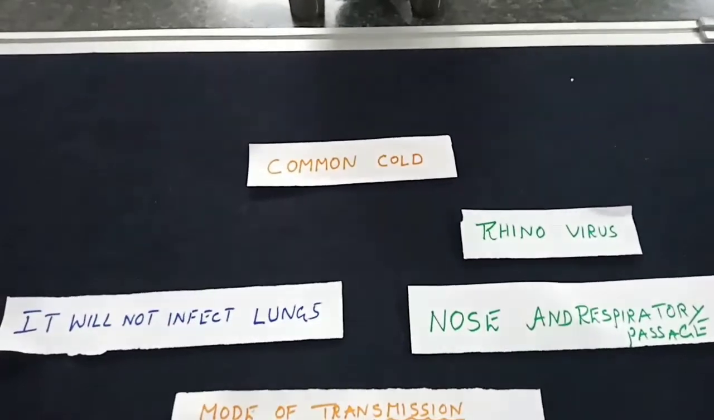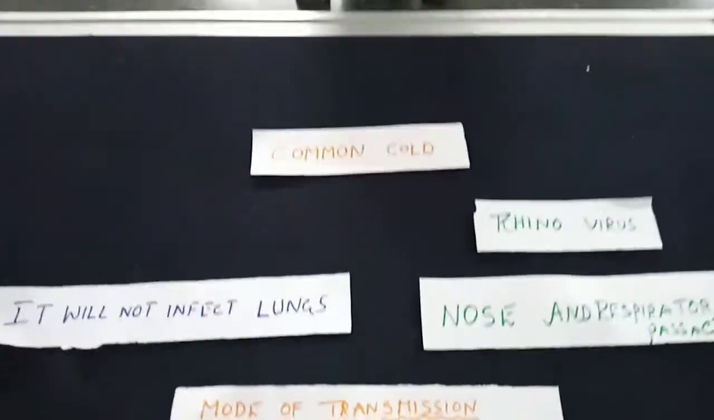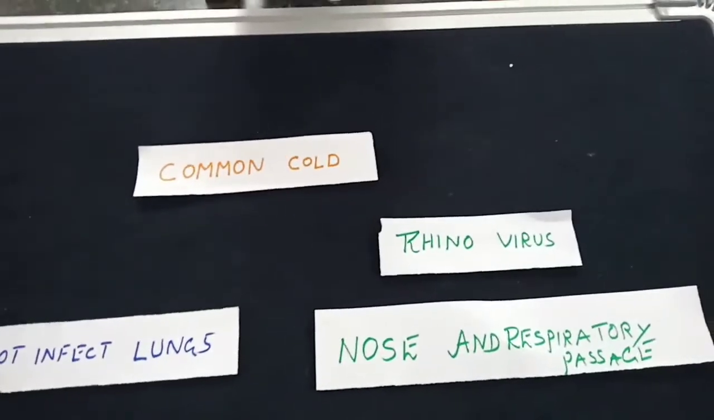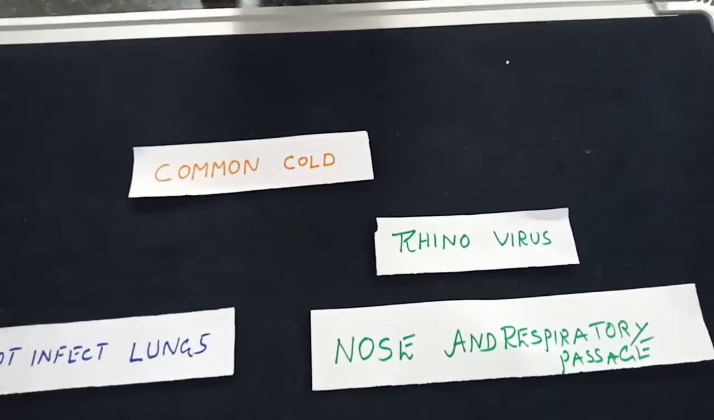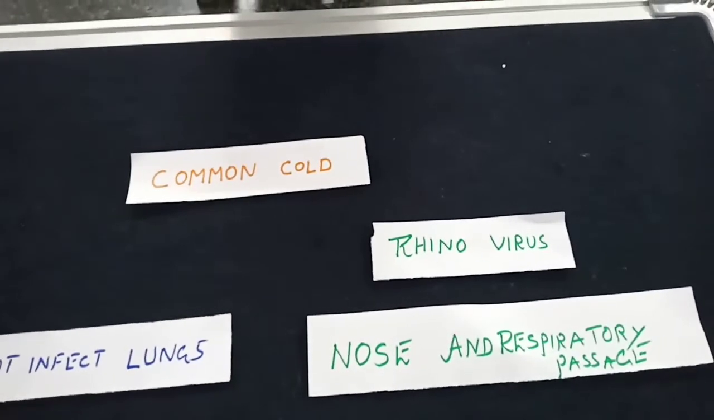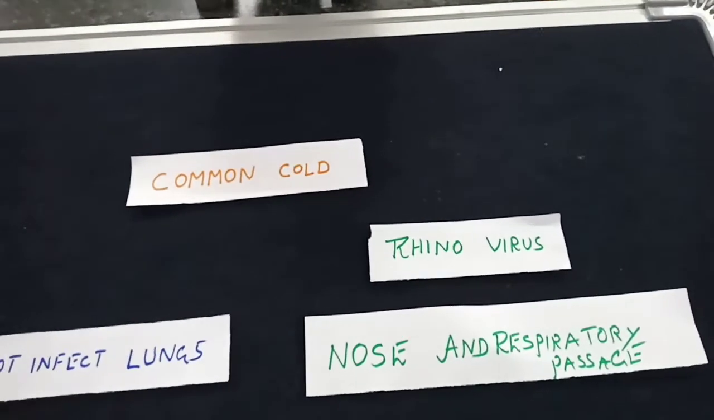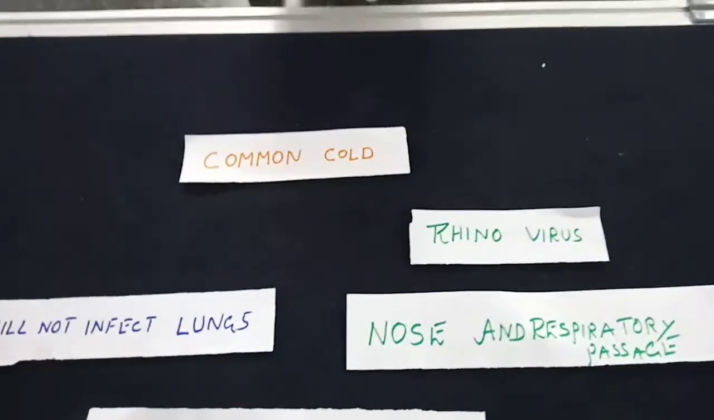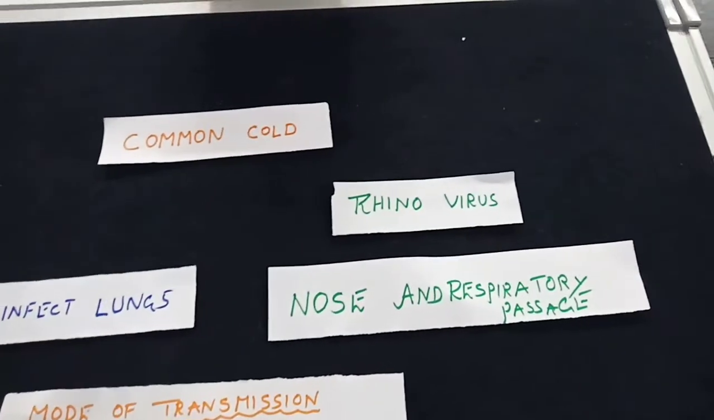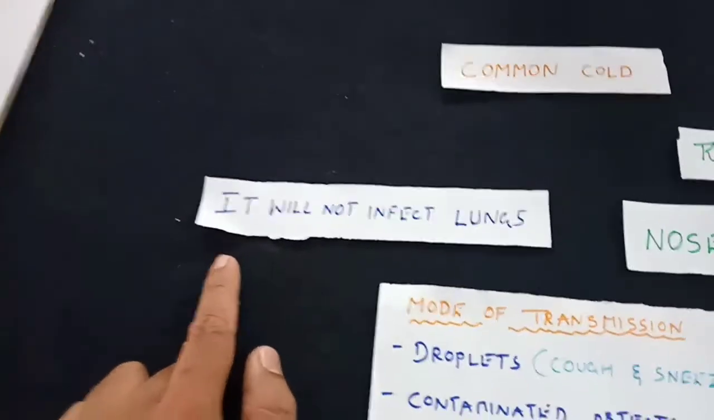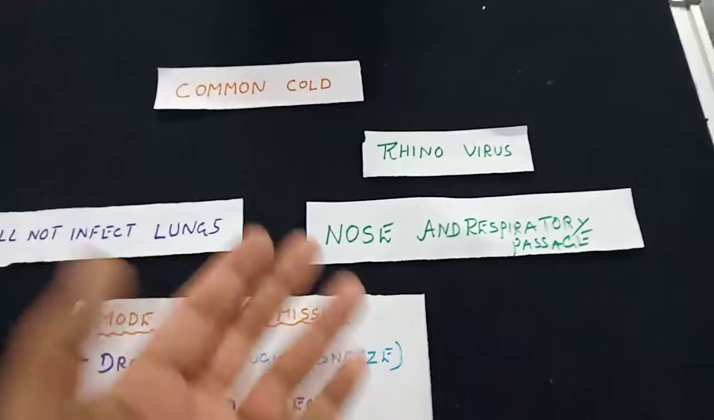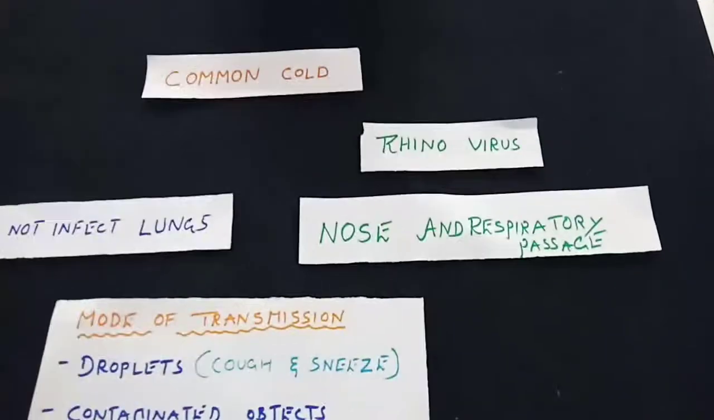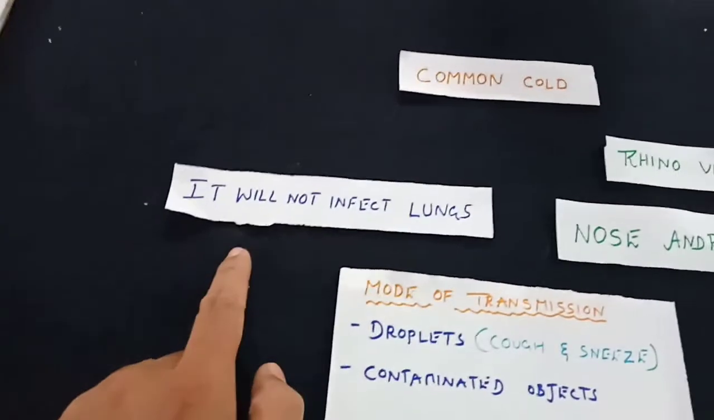Now I am going to give you some information regarding the common cold. We know about it, what is the common cold. That is caused by a type of virus belonging to the family rhino. So rhinovirus. What about HIV? That belongs to retrovirus. Rhinovirus, common cold. Okay. So this virus will obviously infect your nose and respiratory passage. Remember it, it will not infect your lungs. It infects only your nose, a component of the respiratory passage, but it will not gain entry into your lungs. So you will not develop pneumonia in common cold.